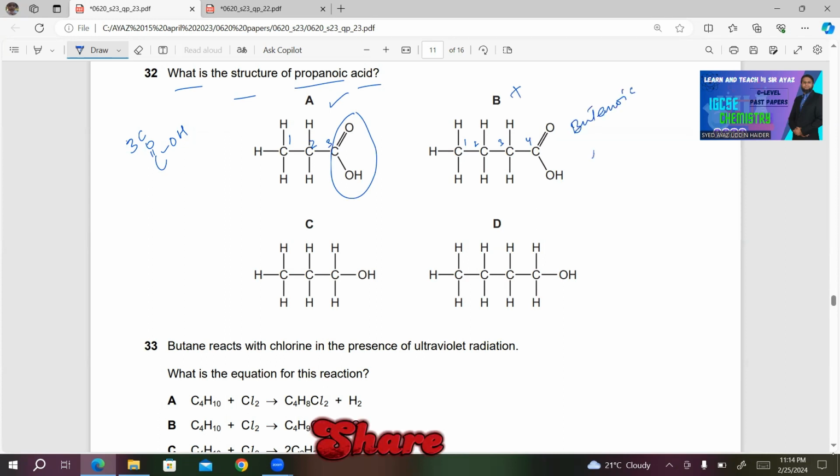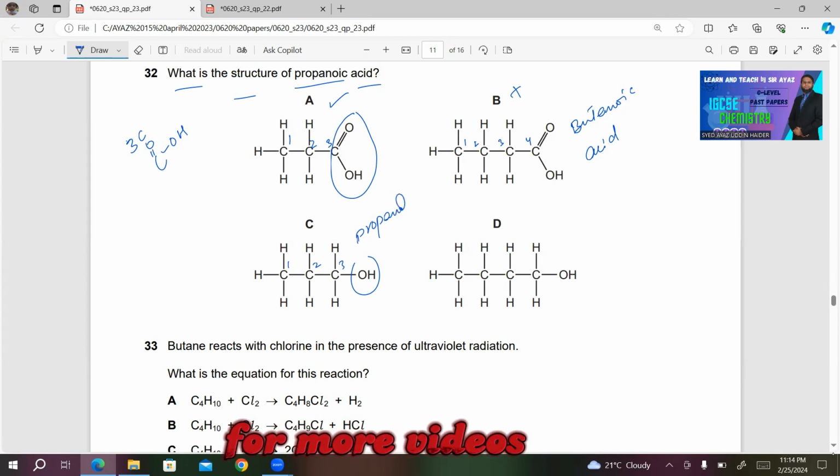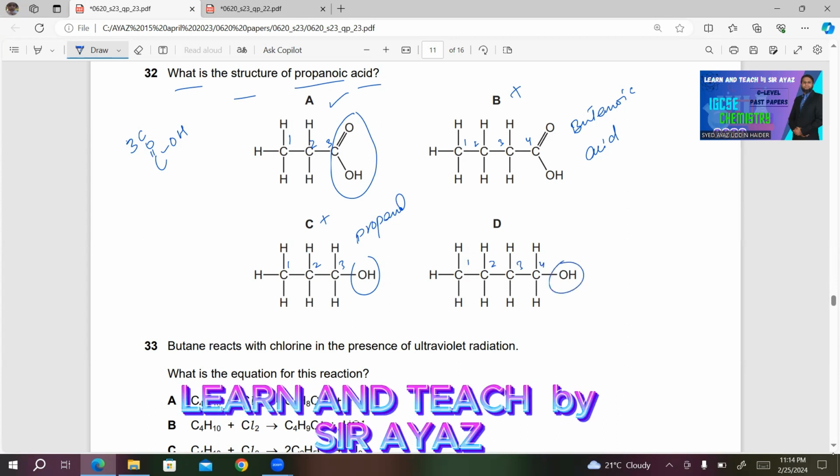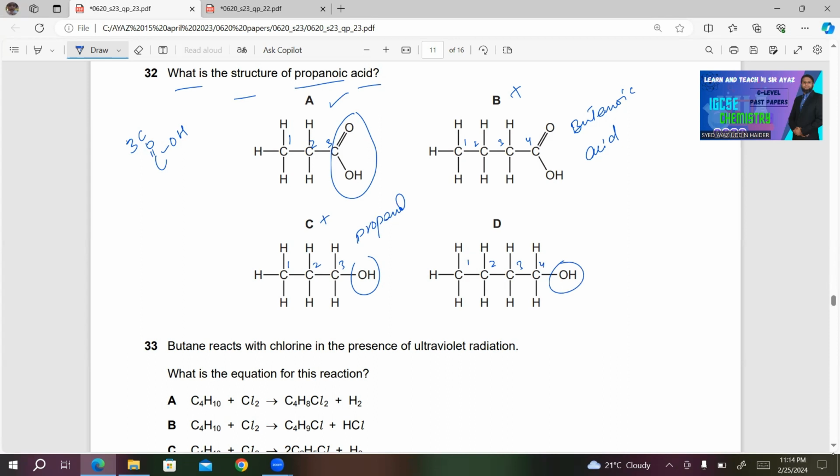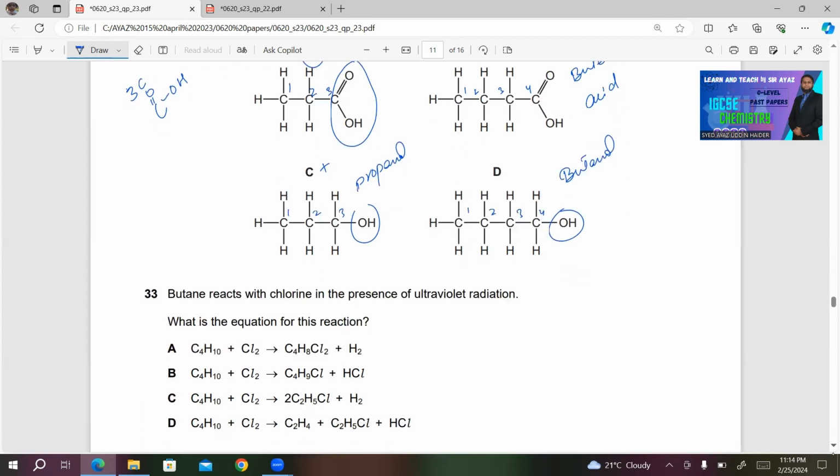It's not propanoic acid. Number C, 1, 2, 3. Oops, here we have OH. This is incorrect. This is not an acid. This is an alcohol. This is propanol. So choice C is also incorrect. What about D? 1, 2, 3, 4. Again, we have the OH group, and this is also an alcohol. And in this case, it is butanol. So only choice A will be the right answer for number 32.